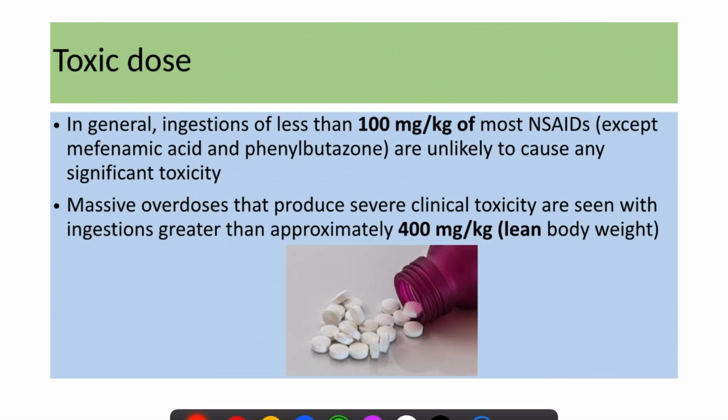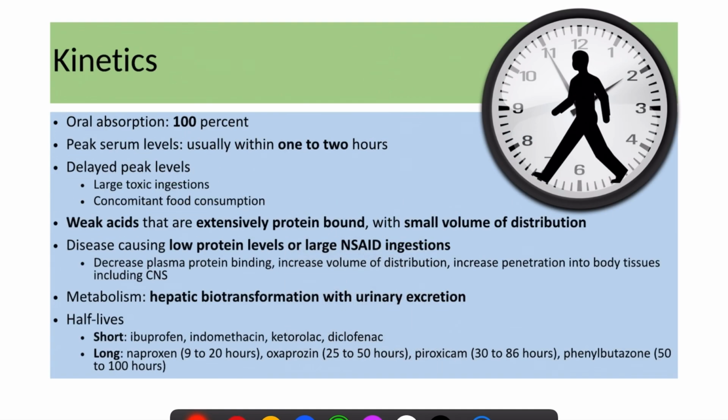For most NSAIDs, ingestion of a dose less than 100 mg per kg is unlikely to cause any significant toxicity. Massive overdoses that produce severe clinical toxicity are seen with the ingestion greater than 400 mg per kg for most of the NSAIDs. NSAIDs are absorbed almost 100% after the oral ingestion, and the peak serum levels usually occur within 1 to 2 hours. Sometimes the peak level may be delayed because of large toxic ingestions or when they are concomitantly taken with food. The NSAIDs are weak acids that are extensively protein bound.